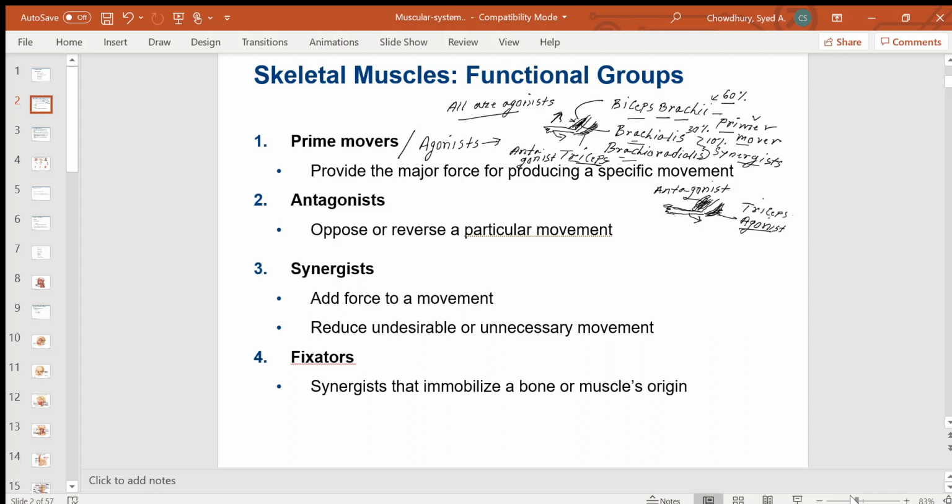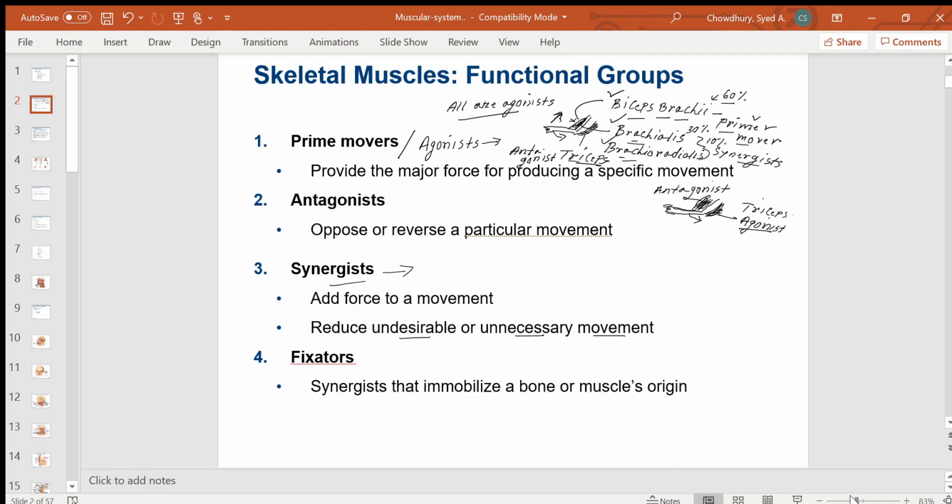And synergists help or assist the prime mover as well as help to prevent undesirable or unnecessary movement. When you do the flexion of your forearm, these muscles help cause the movement. However, your deltoid muscle, trapezius, pectoralis major, those muscles do what? Prevent the undesirable movement of the agonists. So those are also synergists. So synergists do two things: assist by adding additional force, as well as prevent undesirable, unnecessary, unwanted movement. Okay, so the movement will be more precise and powerful.